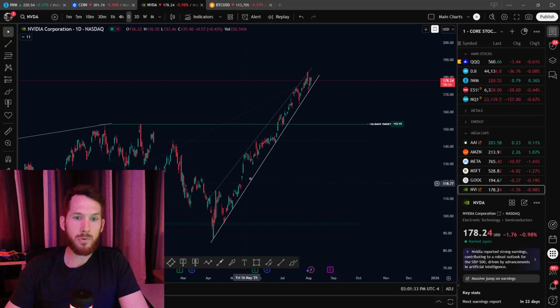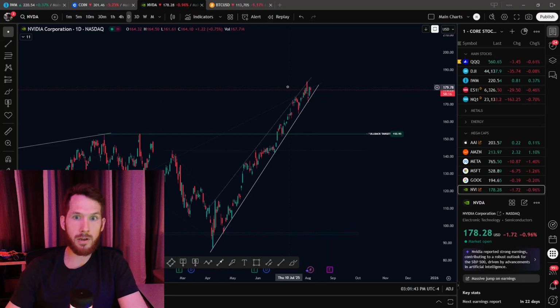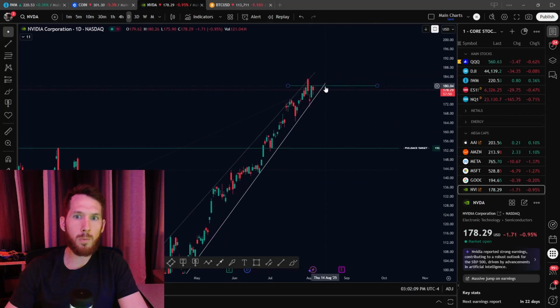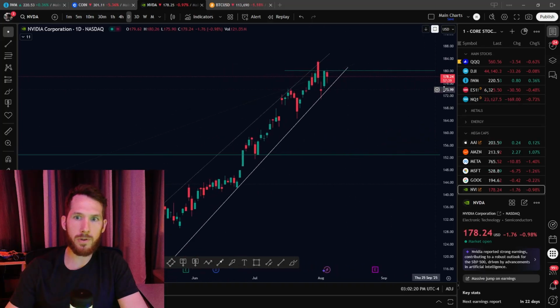NVDA has been trading within this range since April, and that's basically where it's at right now. What's kind of interesting about NVIDIA at the moment is it is having a really hard time breaking above this level. I mean, you can see we have this massive bearish candle, and then we've had price just kind of sitting at this level for a few days.